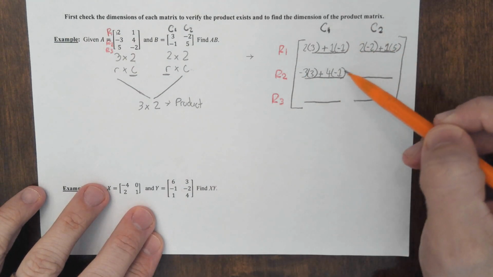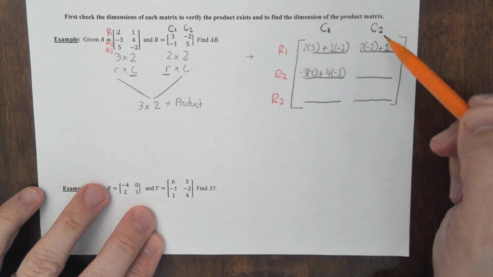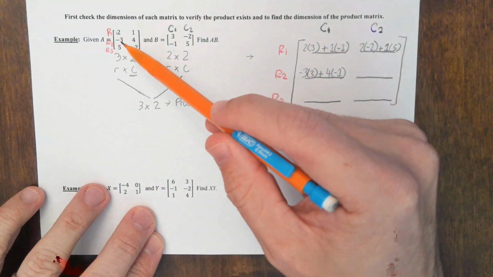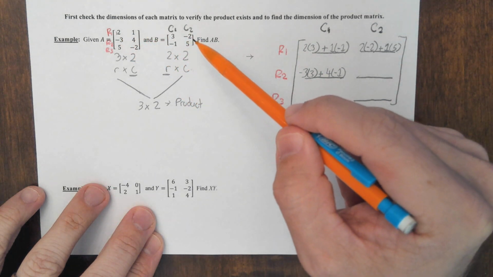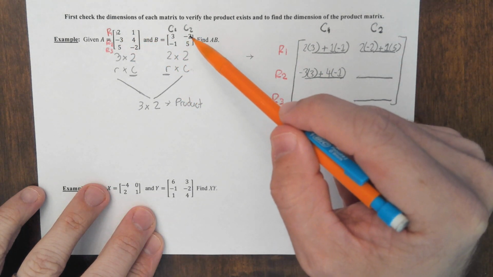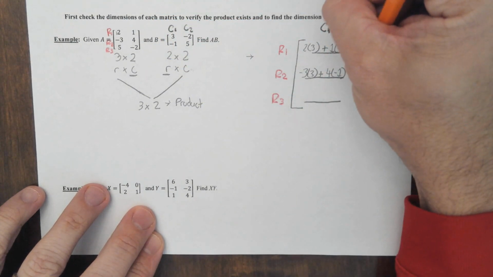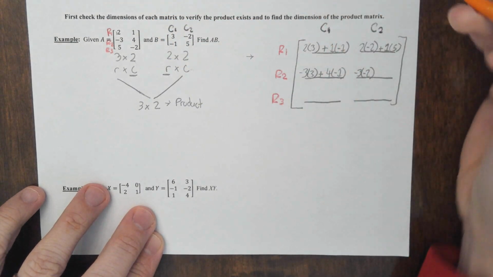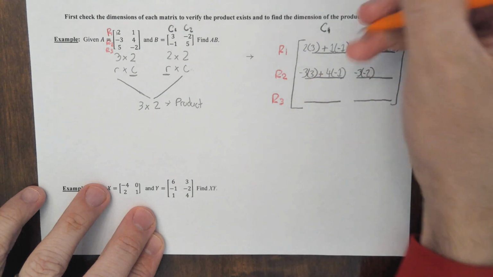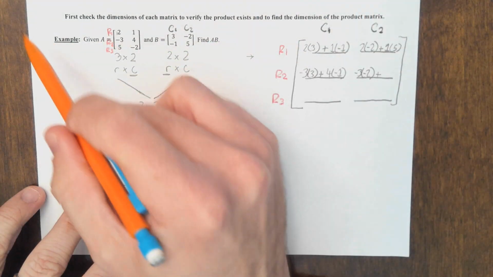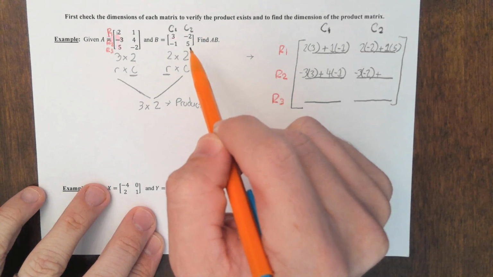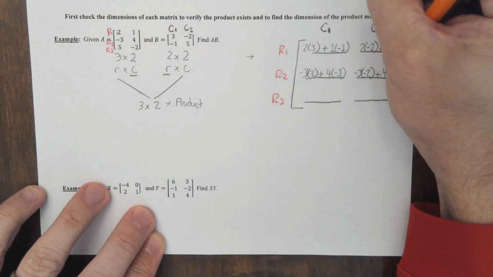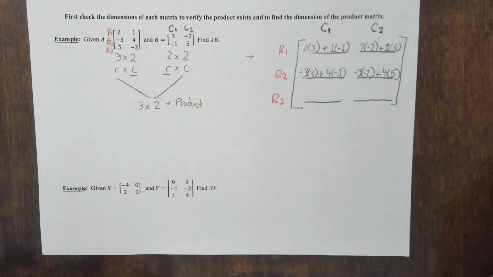So that was row 2 times column 1. Now we're going row 2 times column 2. Okay, so we're going negative 3, first element in row 2 times first element in column 2. So negative 3 times a negative 2 plus second element in row 2, which is 4, times the second element in column 2, which is 5. So 4 times 5.